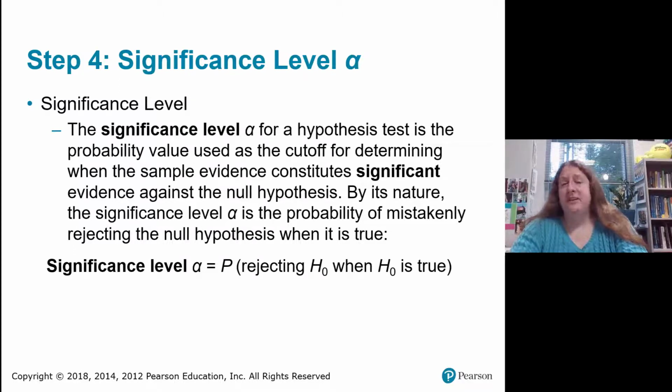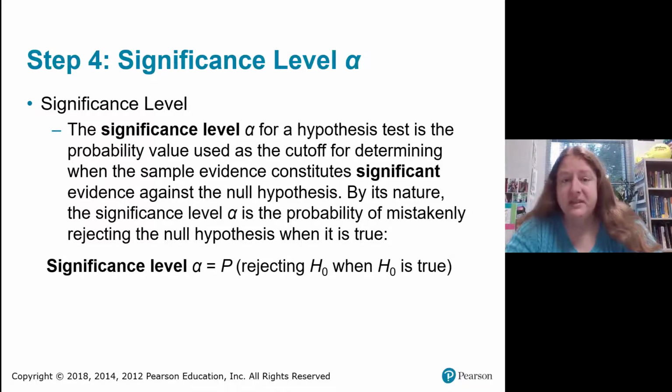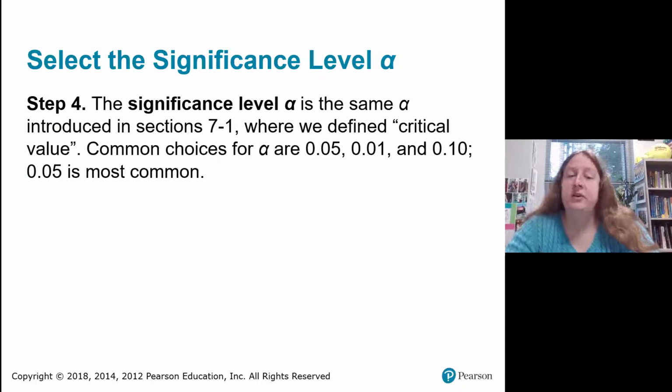All right, so our significance level is going to be alpha, equal to the probability of rejecting our null hypothesis when it's actually true. Simple enough. So significance level alpha is the same alpha that we saw in our confidence interval alpha. And we defined this idea of critical value there. Common choices for alpha remain what they were before: 0.05, 0.01, and 0.1. 0.05 is definitely the most common.